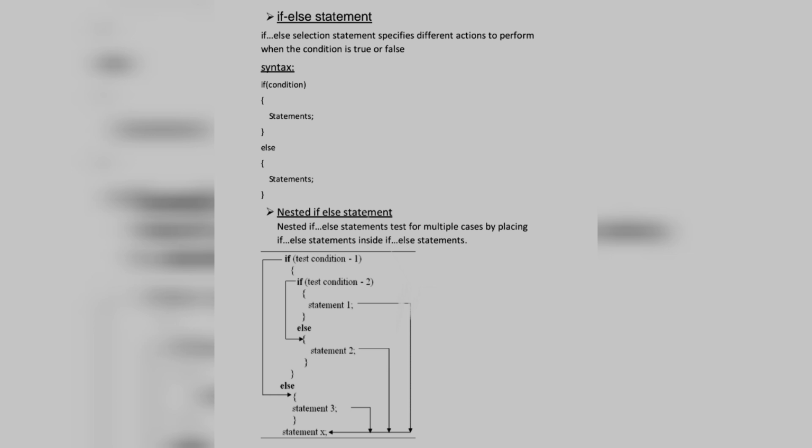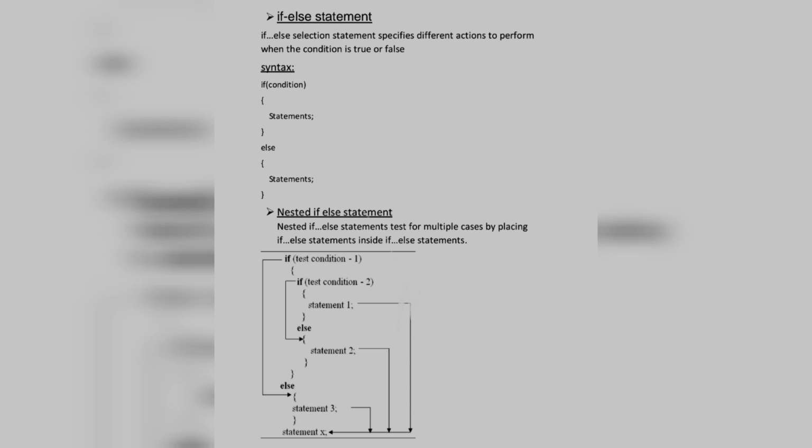If else statement. The if else selection statement specifies different actions to perform when the condition is true or false. The syntax for it is if, and in the brackets we write the condition, and then we open the braces and write the statements, and then we close the braces. This will happen if the condition above is true. Then we write else, and then we write the statement that has to be executed if the condition above is false.